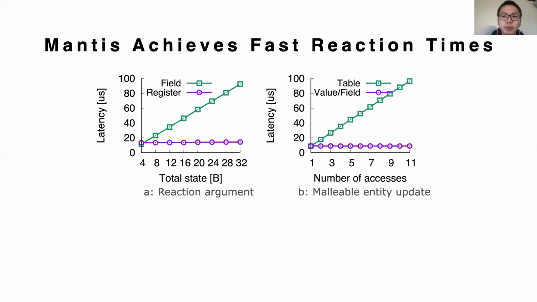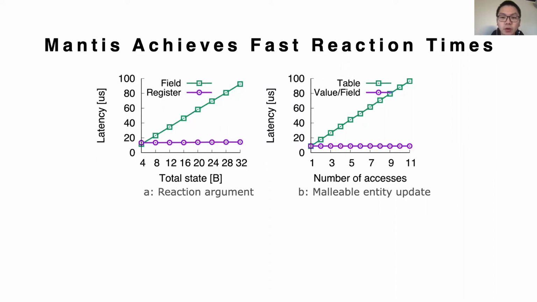We begin by micro-benchmarking the Mantis reaction time with a P4R program that polls variable sizes of field arguments and register arguments and updates variable numbers of malleable entities. For both polling reaction arguments and updating malleable entities, the latency is on the order of tens of microseconds. This is true even if we're accessing and updating multiple entities. For instance, when updating values and fields, as shown in this purple line, updating multiple instances only requires a single table update of the P4R init table until the action parameters become too large for the match table's row.